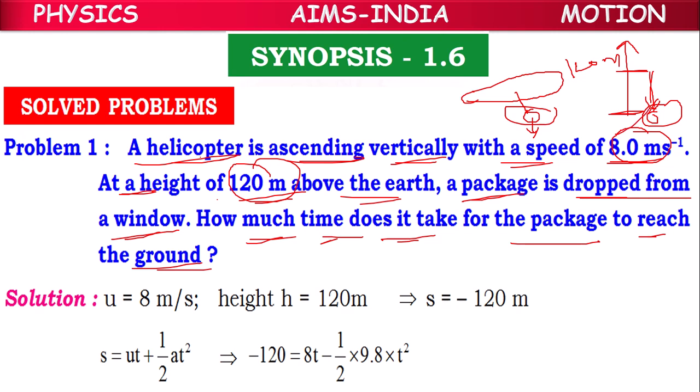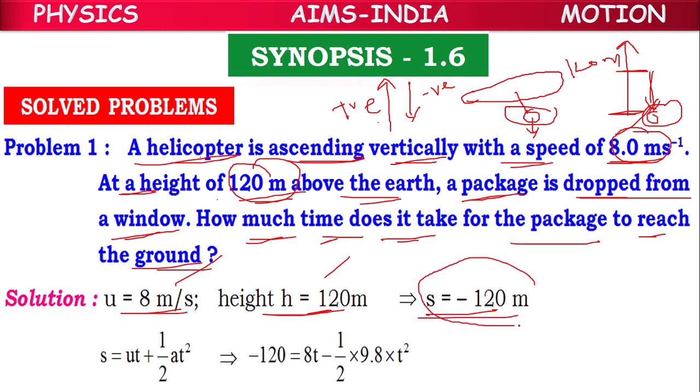The initial velocity of the helicopter is 8 meters per second. The height from which the food package is dropped is 120 meters. As the helicopter is going up, the food package is coming down. If we take the upward direction as positive, then the downward direction will be negative. So the distance traveled by the food package is minus 120 meters, because going up at 8 meters per second we have taken as positive.